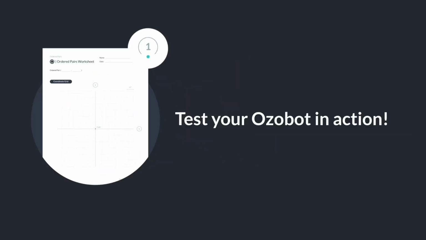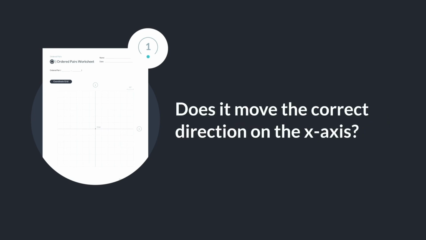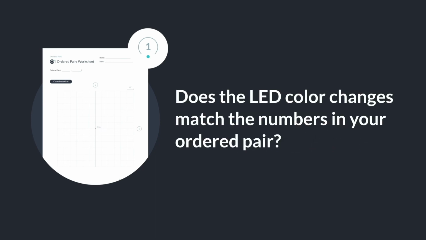Can you test your sequences of color boxes to see if Ozobot moves in the correct direction on the x-axis and then in the correct direction on the y-axis? Remember to count the LED color changes to check if they match the numbers on your ordered pair.